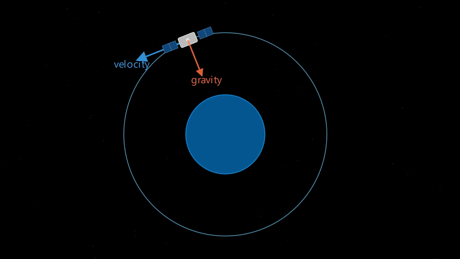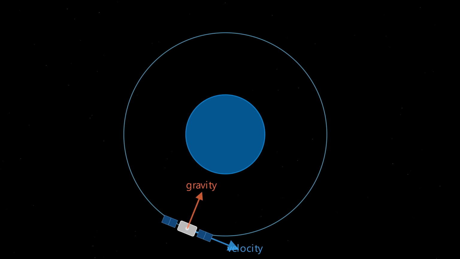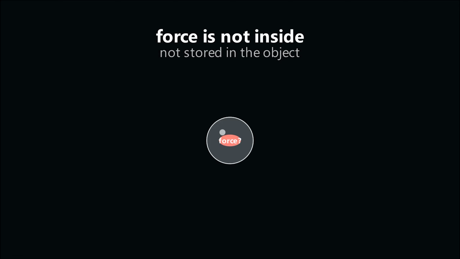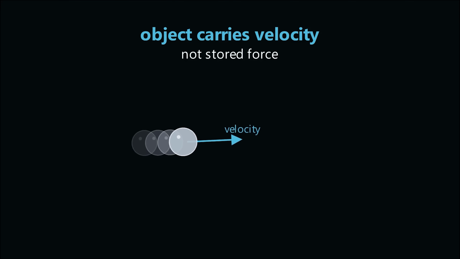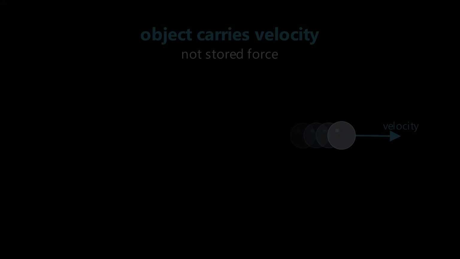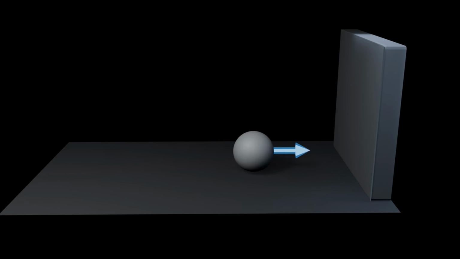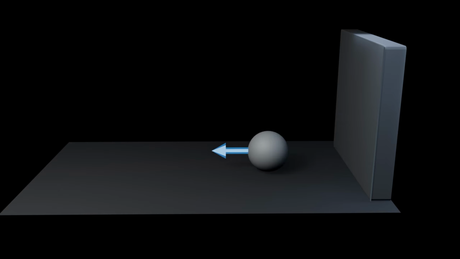So an orbit is not motion without force. It is motion whose direction is constantly being changed by gravity. Force is not a thing inside an object. It is not a substance. And it is not a reserve that a flying ball carries through the air. A ball can have velocity, momentum, and kinetic energy. But it does not have force in the same way it has mass.